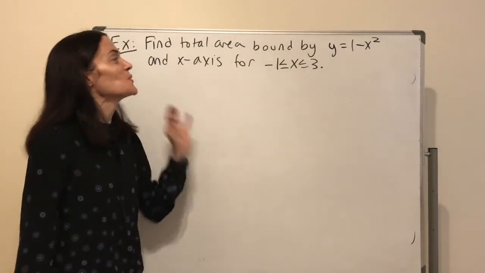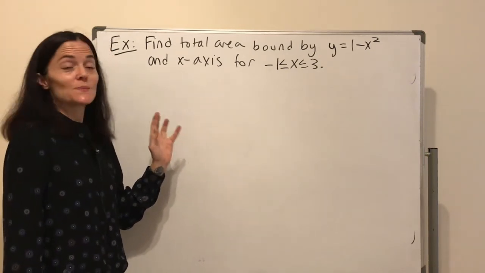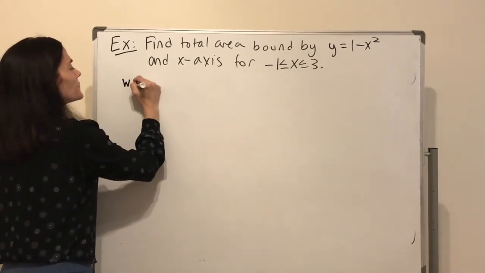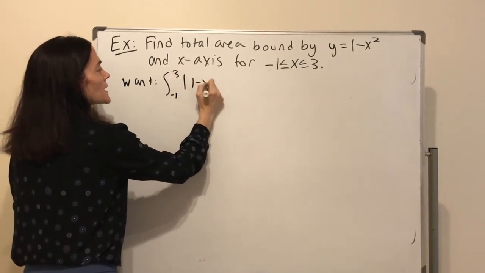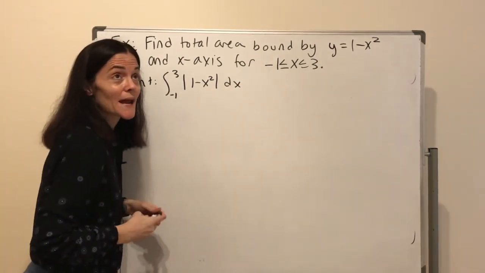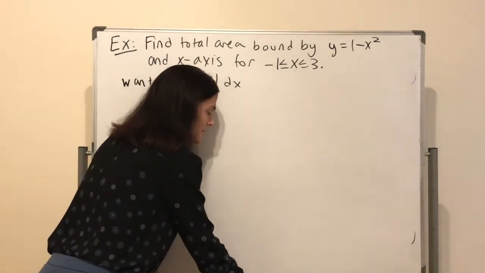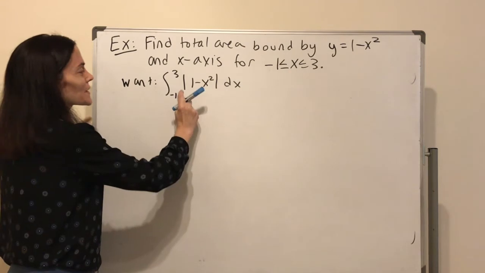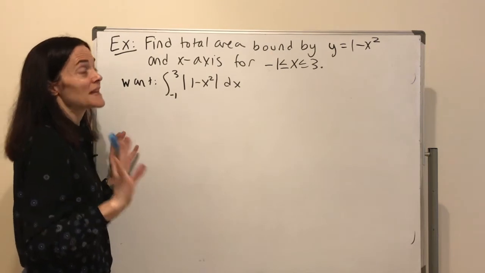Next problem: total area bound by 1 minus x squared and the x-axis for x between minus 1 and 3. And again, what we want here is the integral from minus 1 to 3 of the absolute value of 1 minus x squared dx. Now, what I recommend is that you sketch a graph of 1 minus x squared. You could also use your graphing calculator or Desmos to see a graph, because we're going to need to break this into a sum where 1 minus x squared is positive and where it's negative.